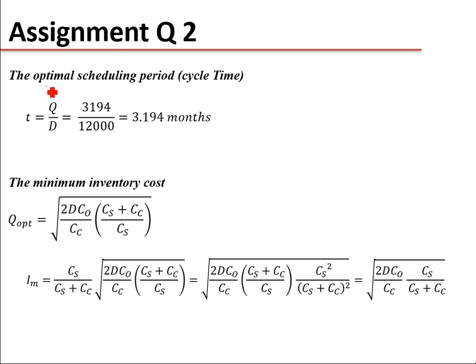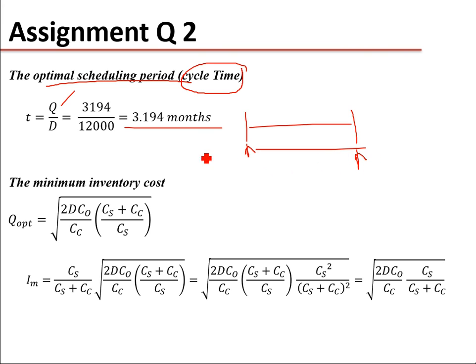Next we are going to find the optimal scheduling time. That means the basic scheduling time is nothing but the cycle time, and cycle time we already know that it is the Q upon D. And if I write the D upon Q, that means the number of orders in a year. If I put Q upon D, it is the cycle time. So over there cycle time is 3.94 months. That means one order we put over here, and after 3.94 months we put the second order over here. So this is basically the cycle time over there.